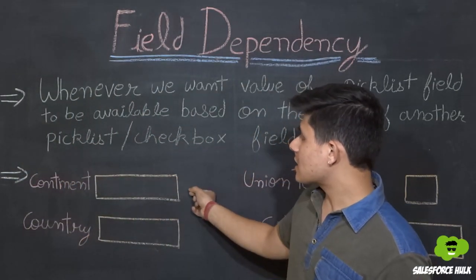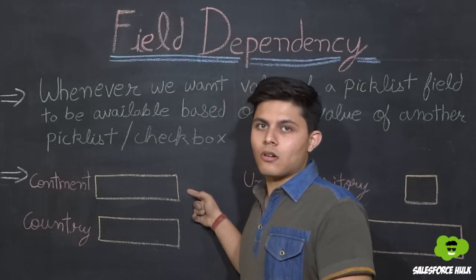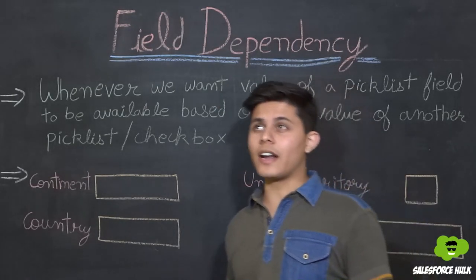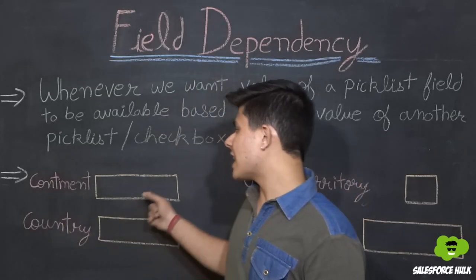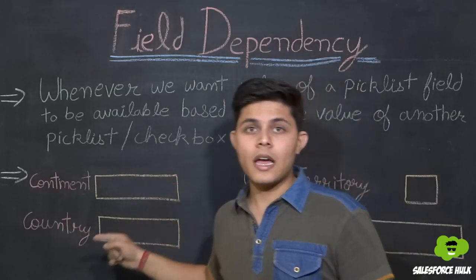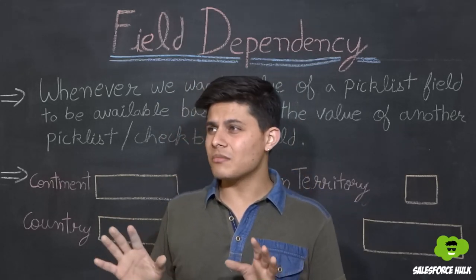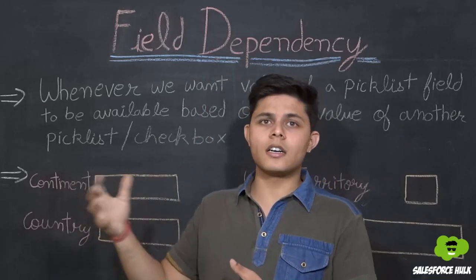Okay, this is a continent picklist field which has 6 or 7 values based on the continents we have in this world, and we have country which has 196 or 195 or 200 or 100 values. You have selected a continent as Europe. And now you're selecting country as India. Does that make any sense? Because India comes under Asia, not under Europe.